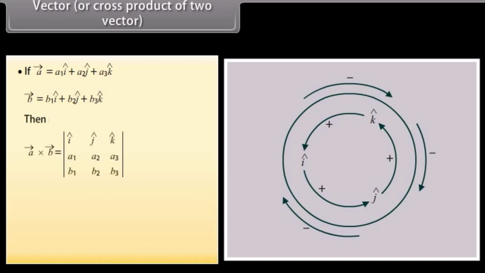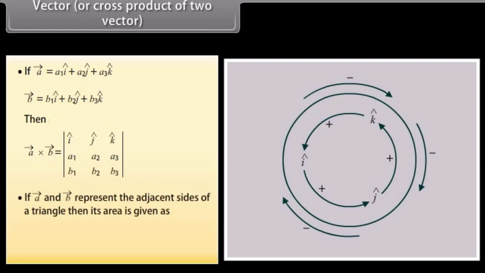Then, the vector product of A and B is equal to the determinant with the first row cap i, cap j, cap k, the second row A1, A2, A3, and the third row B1, B2, B3. If vectors A and B represent the adjacent sides of a triangle, then its area is given as 1 upon 2 times the magnitude of the vector product of A and B.